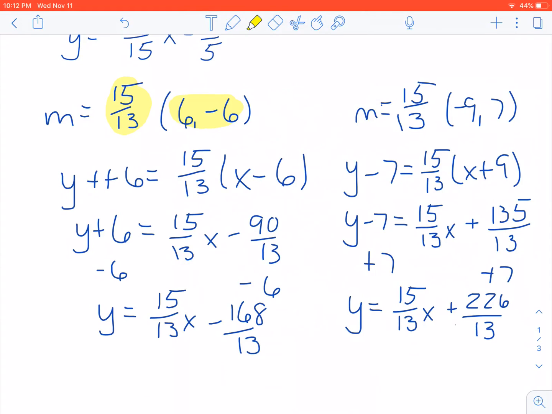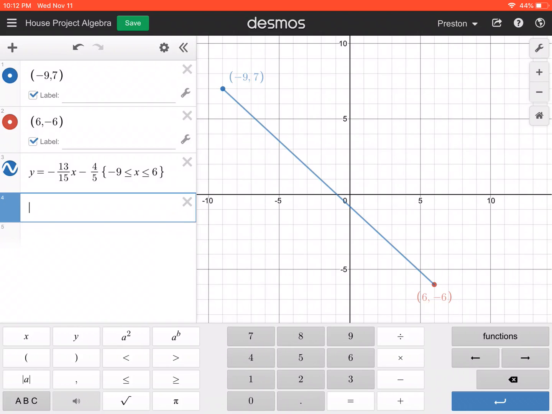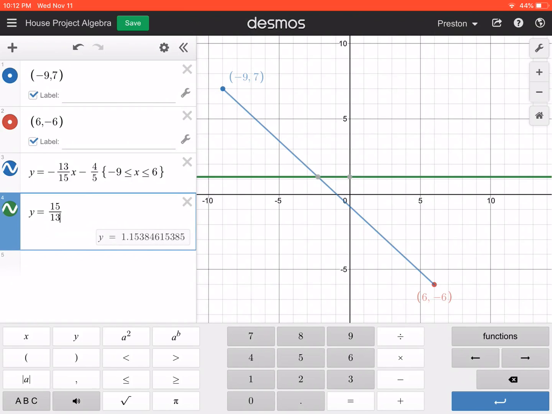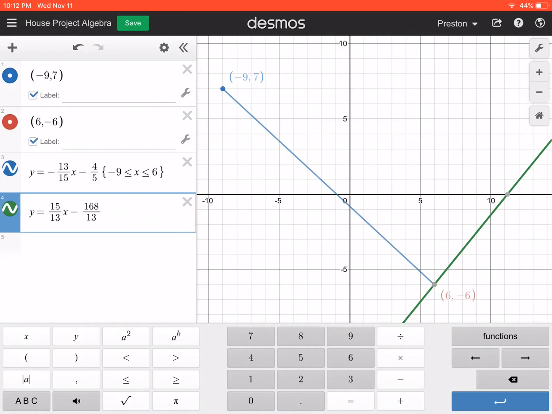I have a point and a slope, so I plug that into point slope form right here. And I eventually get this with an improper fraction of -168/13. So I type that in. y equals 15/13 x minus 168/13. And notice it goes through (6, -6) perfectly.